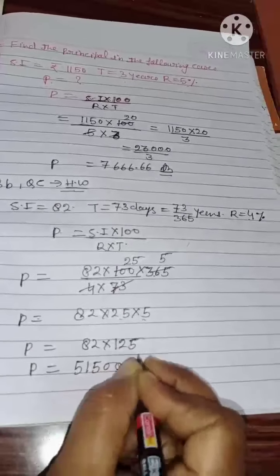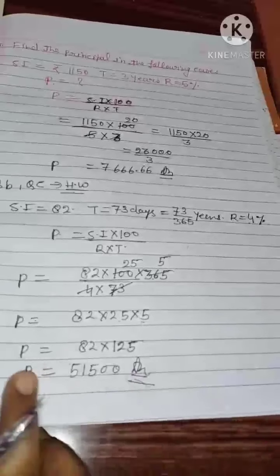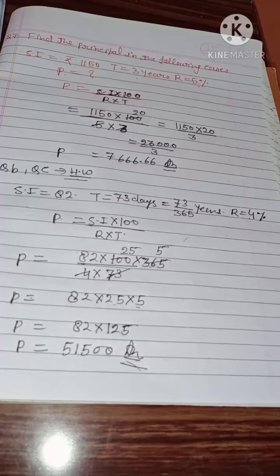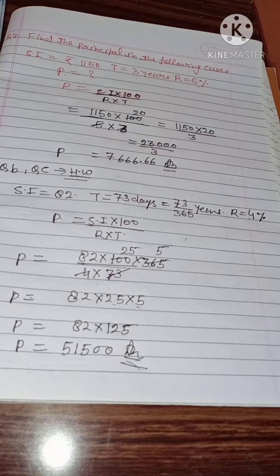51,500. This will be your answer. Okay. So the rest of the part B and C part of question number 7 you just perform yourself, the same way. Now we are coming to question number 8.